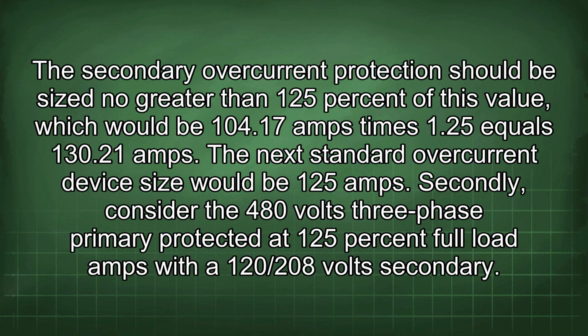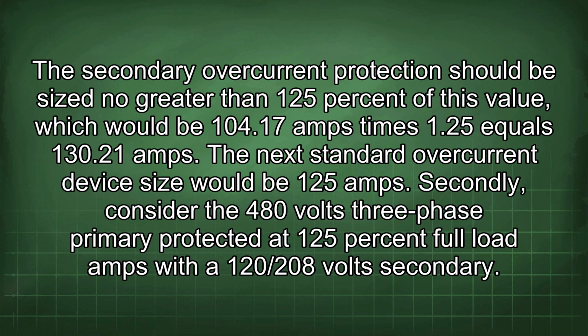The secondary overcurrent protection should be sized no greater than 125% of this value, which would be 104.17 amps times 1.25 equals 130.21 amps. The next standard overcurrent device size will be 125 amps.